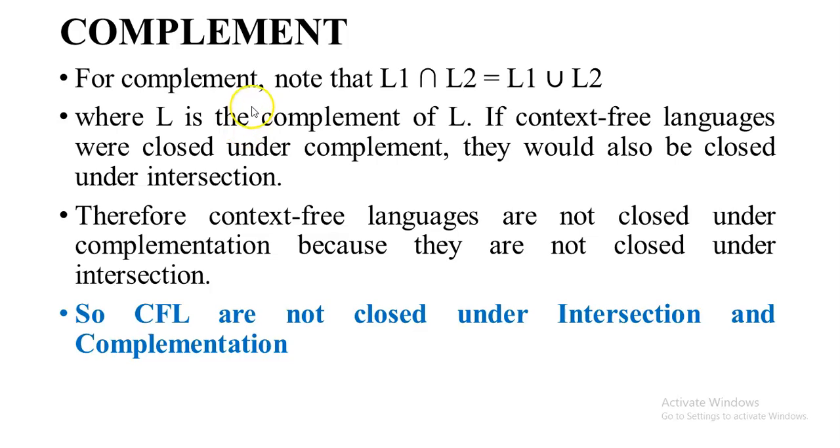Then the complement. For complement, we note that the complement of L1 intersection L2 is equal to the complement of L1 union the complement of L2, where the bar denotes the complement of a language. If context-free languages were closed under complement, they would also be closed under intersection. If it satisfies the complement, then it satisfies the intersection. Therefore, context-free languages are not closed under complementation because they are not closed under intersection. So, CFLs are not closed under intersection and complementation.